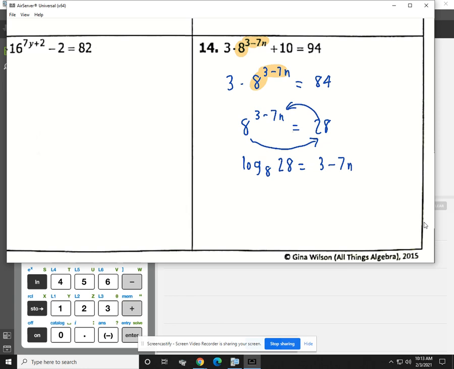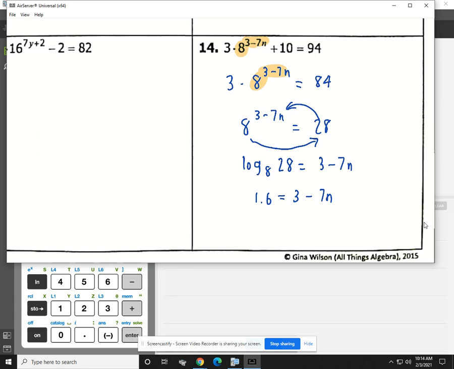And that's what makes this problem a little more challenging. The process wasn't just like the last problem. In the last problem, when we just did that, we had the answer. Here we got to do some more stuff. So go first to log base 8 of 28. What do you get? 1.6. Yeah, that sounds right. And that equals 3 minus 7n.